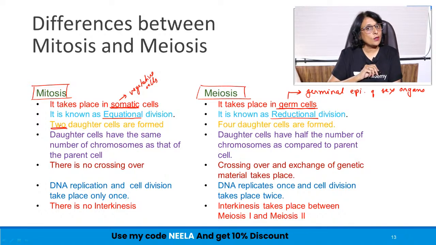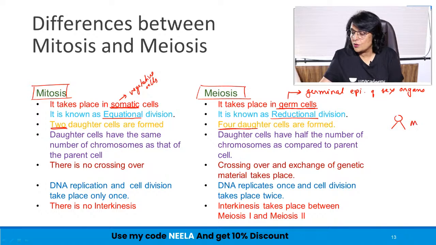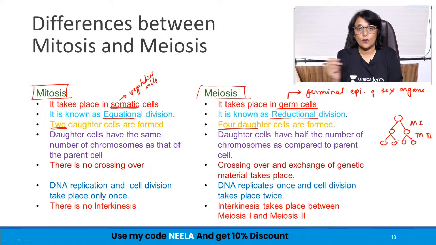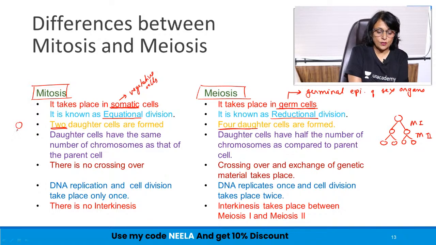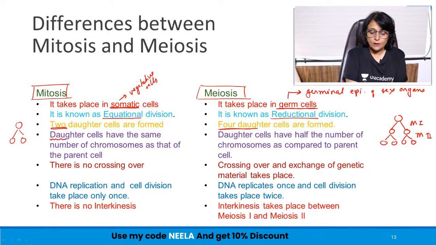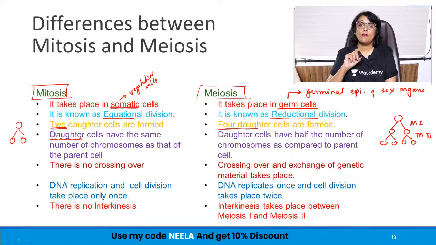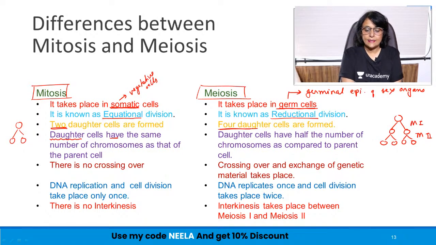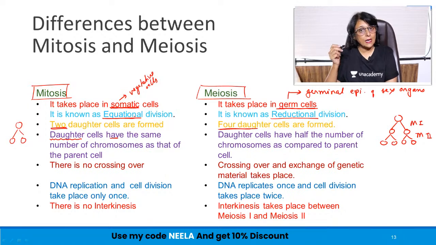In case of mitosis, only 2 daughter cells are formed, whereas in case of meiosis, there are 4 daughter cells formed. So here we said one cell undergoes meiosis 1, we have 2 daughter cells. These 2 undergo meiosis 2, and we have 4 daughter cells. Whereas in case of mitosis, it is just one step. So this is how the number of daughter cells is different. The daughter cells which are formed as a result of mitosis have the same number of chromosomes as that of the parent cell, and this is the reason we call this division equational division.